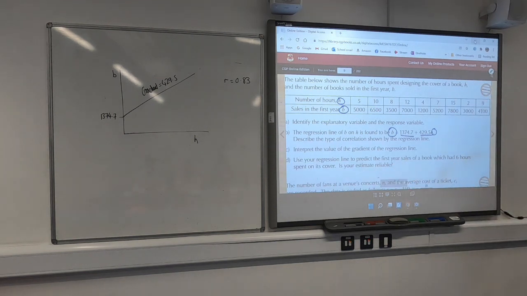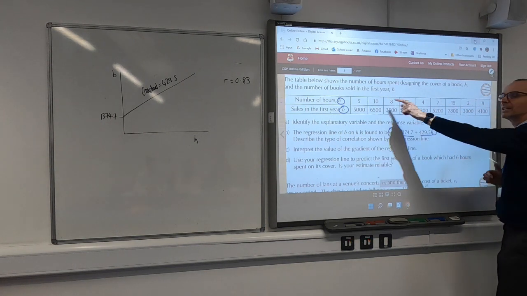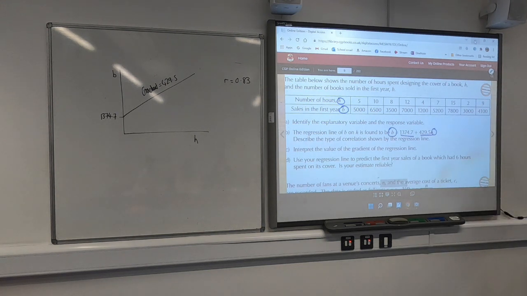Beth, is that a reliable estimate? What was the number, sorry? 6 hours. It's not that it's not up there, but it's okay because it's within the range of values. So we've got hours from 2 up to 15, so 6 is slap bang, so that's okay. So that's a reliable estimate.